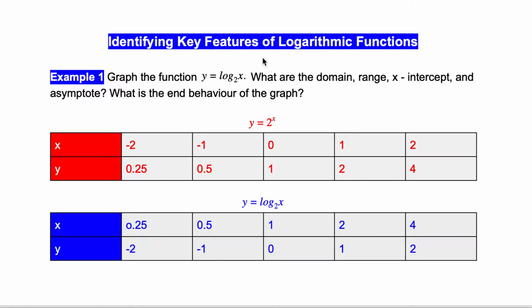Key features of logarithmic functions. Example 1. Graph the function y equals log base 2 of x. What are the domain, range, x-intercept, and asymptote? What is the end behavior of the graph? So we have here the function y is equal to log base 2 of x.